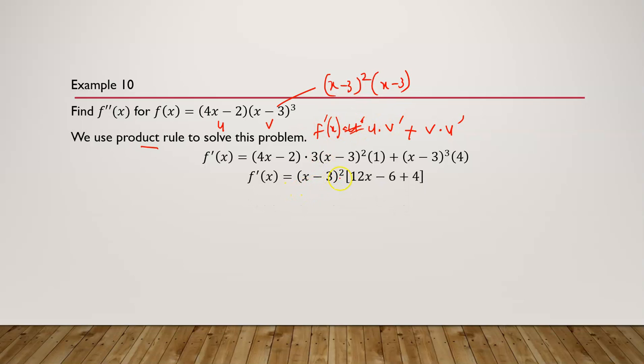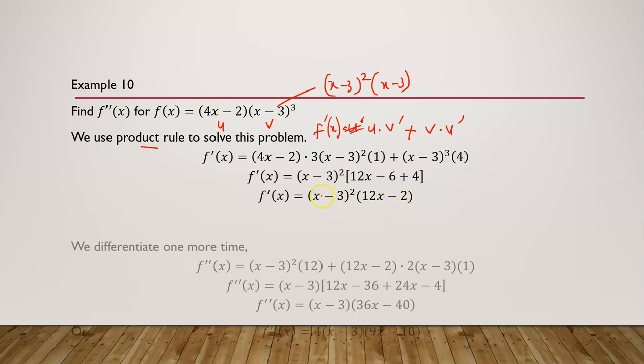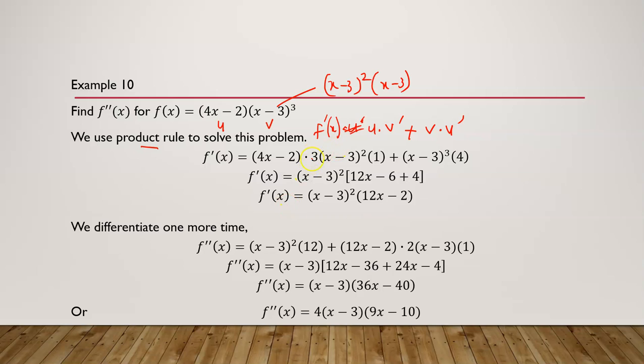Differentiate one more time, then we factorize the common term from the two terms, factor it out, and you will get another two terms here. Then we use the product rule again to find the second order differentiation, and you will end up with x minus 3, 36x minus 40. Up until here is acceptable, or from here the 36x minus 40 we can factor out 4, so we get this one, no problem.